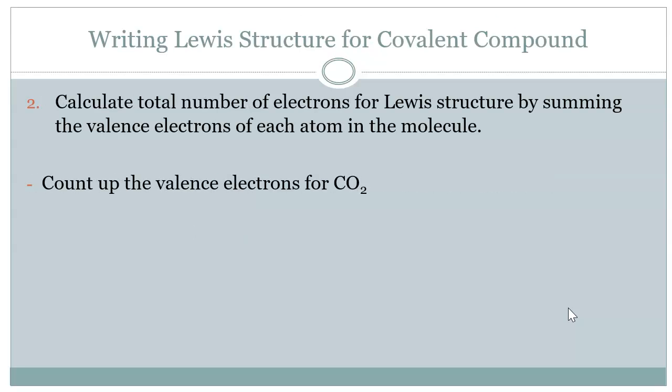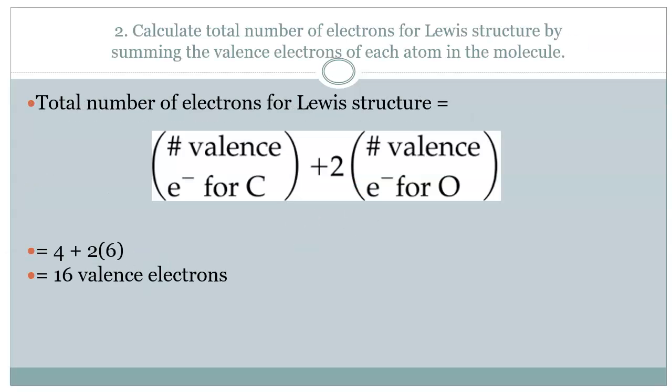For our next step, we are going to calculate the total number of electrons for the Lewis structure by summing up all of the valence electrons for each element. So, carbon has 4 valence electrons, oxygen has 6, and we have 2 of them. So we would have 4 valence electrons for carbon plus 2 times the 6 valence electrons for oxygen, for 16 total electrons.